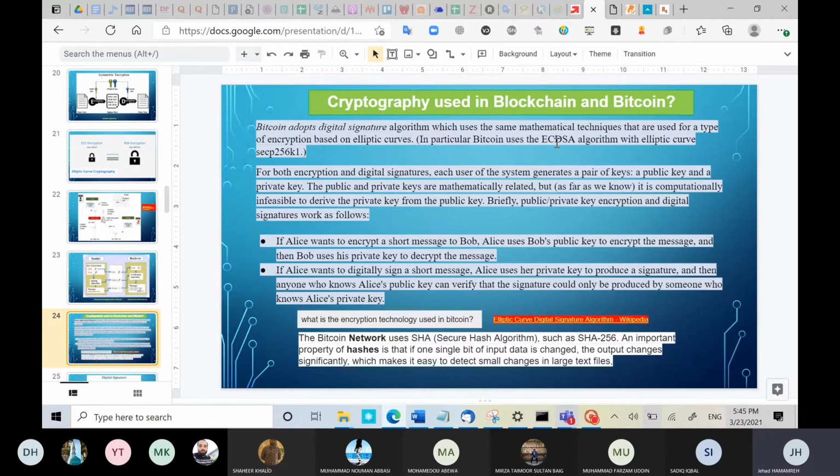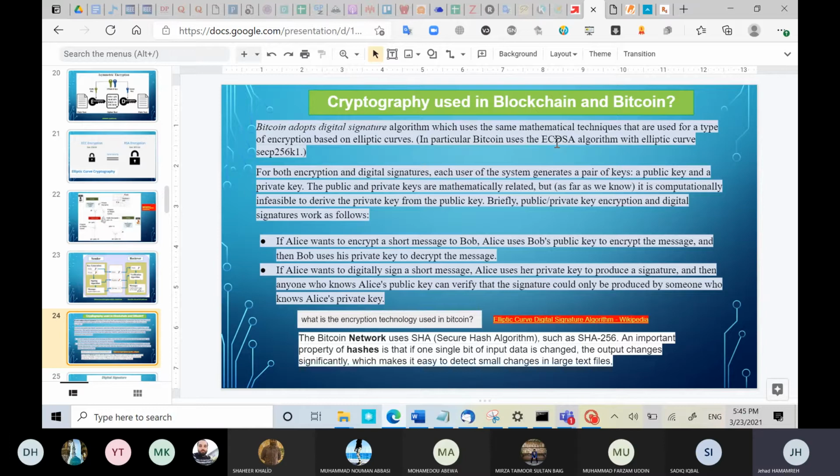So the way it works is as follows. If Alice, a user, wants to encrypt a short message to Bob, let's say she wants to send money to Bob, Alice uses Bob's public key to encrypt the message, to send the money, and then Bob uses his private key to decrypt the message. Now this is for the case of Alice wanting to send to Bob.